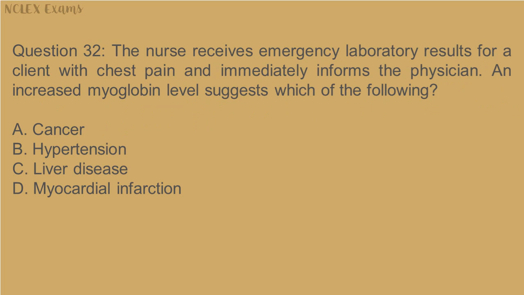Question 32. The nurse receives emergency laboratory results for a client with chest pain and immediately informs the physician. An increased myoglobin level suggests which of the following? A. Cancer. B. Hypertension. C. Liver disease. D. Myocardial infarction.